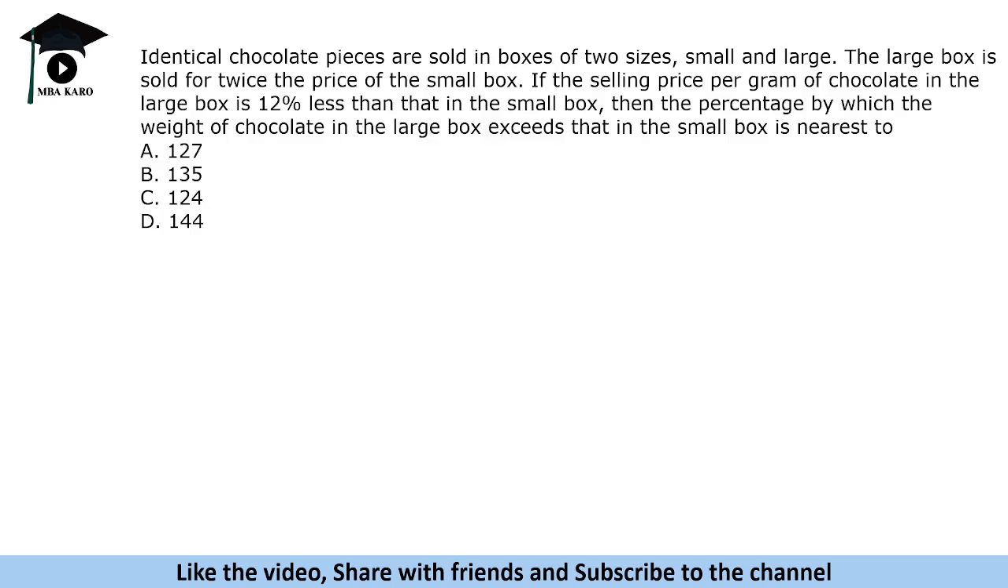Next question. Identical chocolate pieces are sold in boxes of two sizes, small and large. The large box is sold for twice the price of the small box. If the selling price per gram of chocolate in the large box is 12% less than in the small box, then the percentage by which the weight of the chocolate in the large box exceeds the small box is nearest to. Now, how do we solve this question? We have two boxes, small and large.